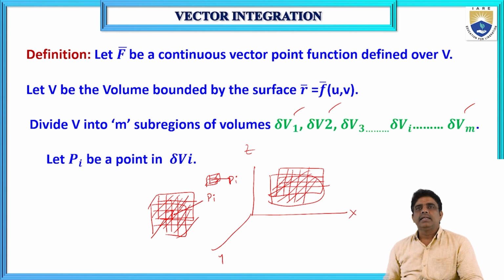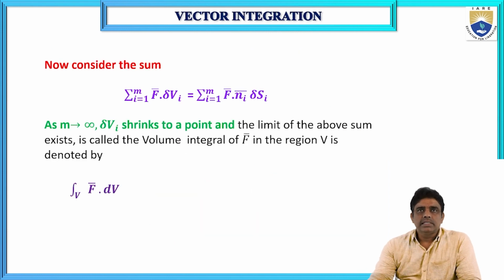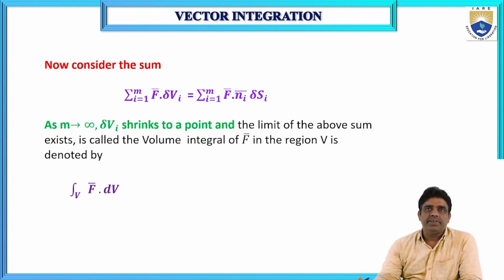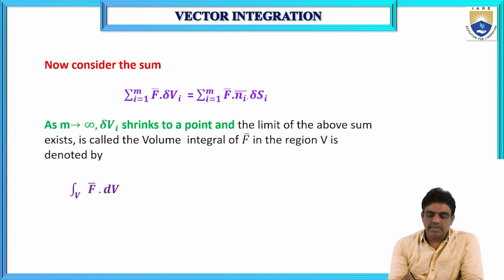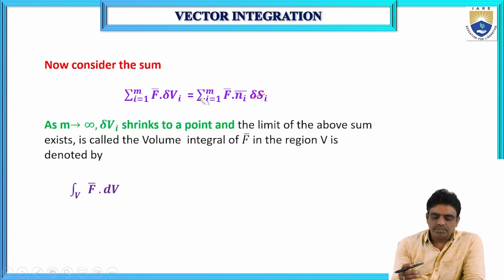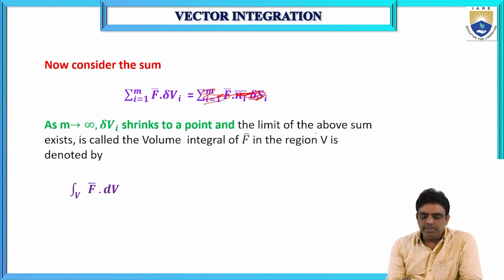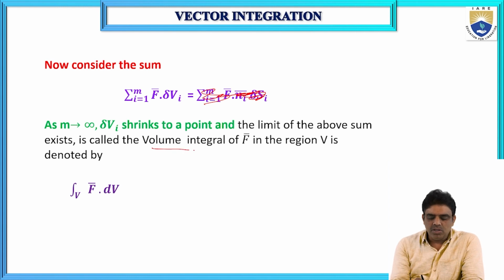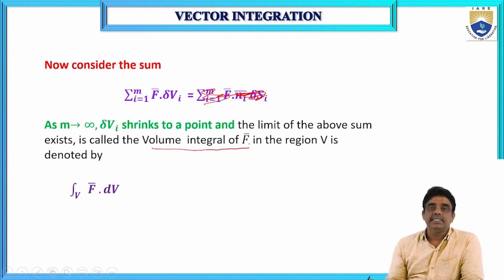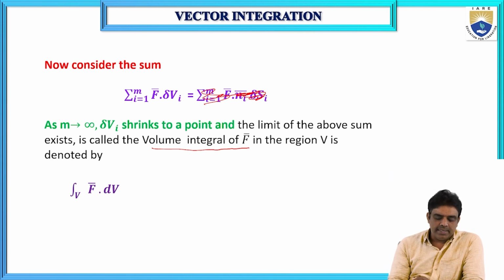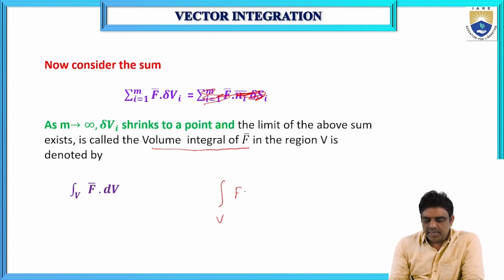Now I am going to consider the summation of f bar delta Vi. Then as m tends to infinity, delta Vi shrinks to a point, and the limit of the above sum, if it exists, is called the volume integral of f bar in the region V, and it is denoted by integral over V of f bar dV.